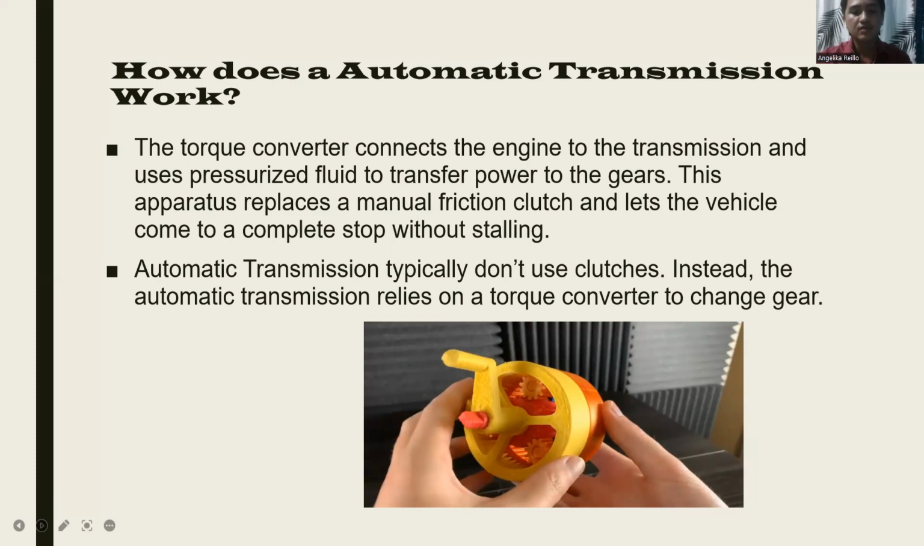The main automatic versus manual transmission difference is that in an automatic transmission, the process that a manual transmission needs the driver for happens within the transmission itself. Automatic transmissions typically don't use clutches. Instead, the automatic transmission relies on a torque converter to change gears.